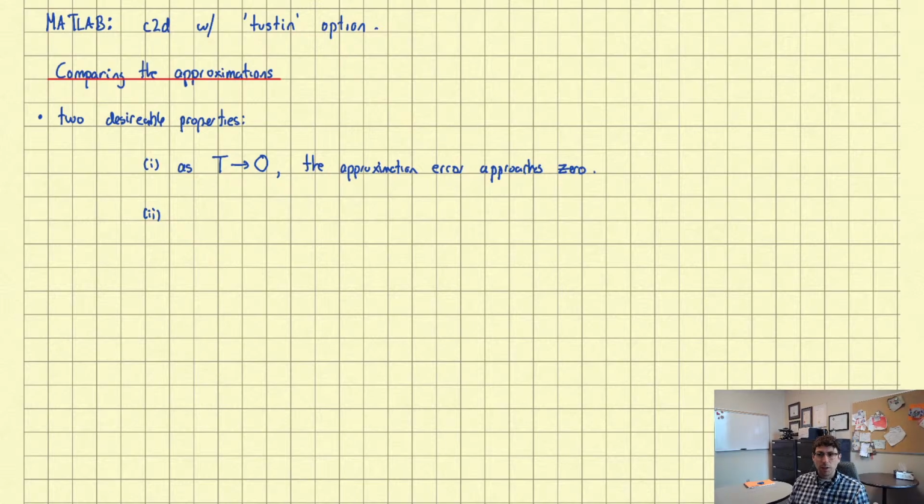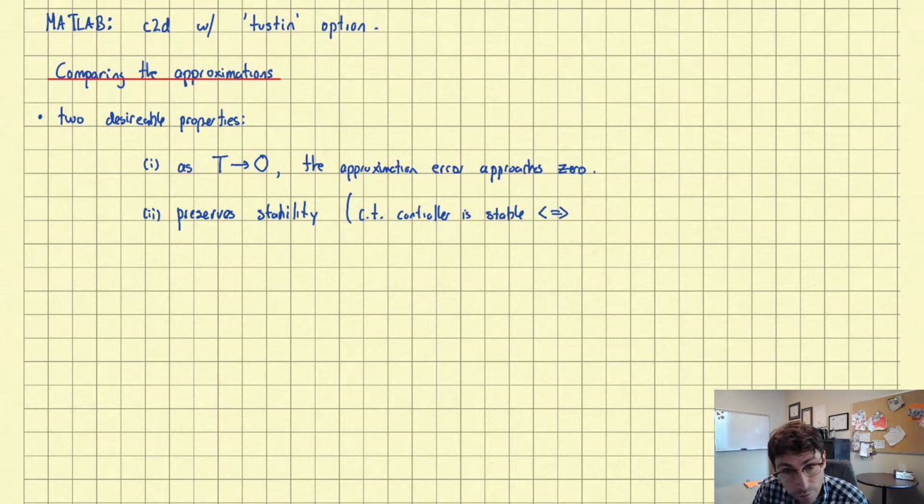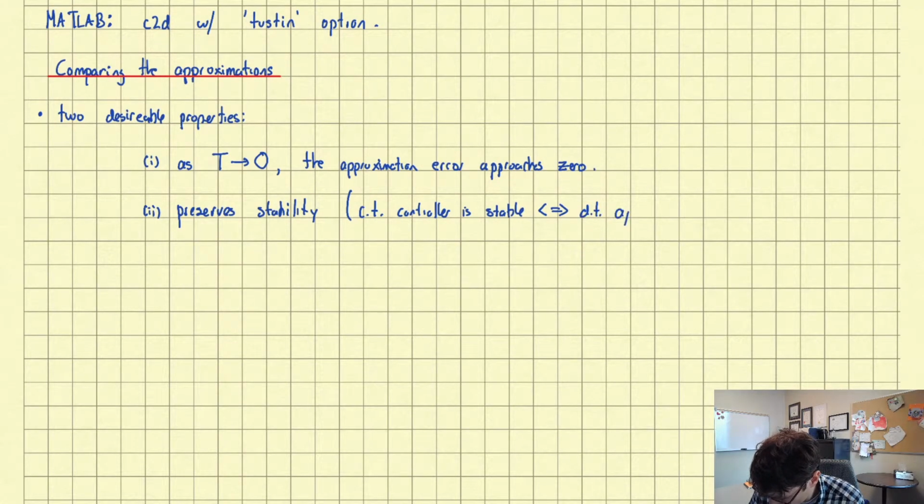Secondly, what does this approximation do to the poles of the controller? We're approximating controllers here. If we have a controller which is stable in continuous time, it would be nice if the approximation technique preserves that stability. This is not the closed loop system. So we'll call that preserving stability. By that I mean that if the continuous time controller is stable, then the discrete time approximation is stable. Again, this is the controller, not the loop. We'll come back to that point later on.